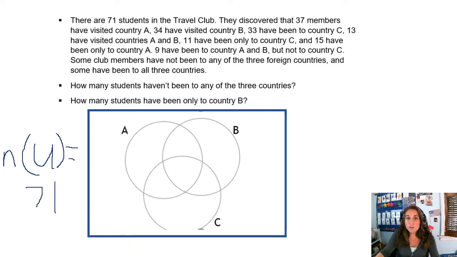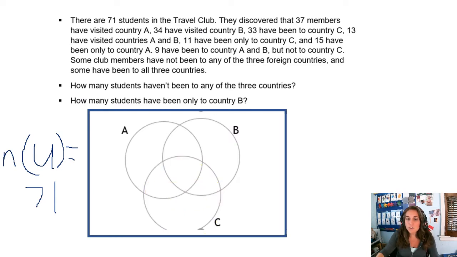They discovered that 37 members have visited country A. So in my set A here, it's representing country A, there's going to be a total of 37 students, all right? Okay, 34 have visited country B. So in this set here, there's going to be a total of 34. Okay, 33 have been to country C. So same logic, in my set C here, we're going to have 33 students, okay?